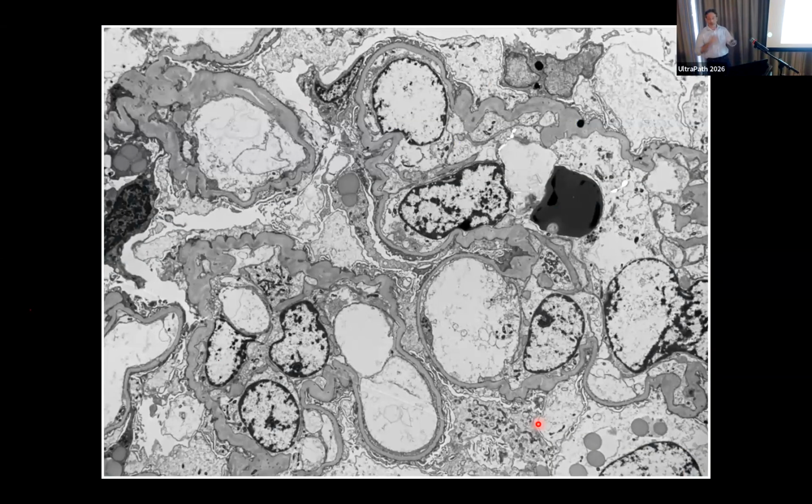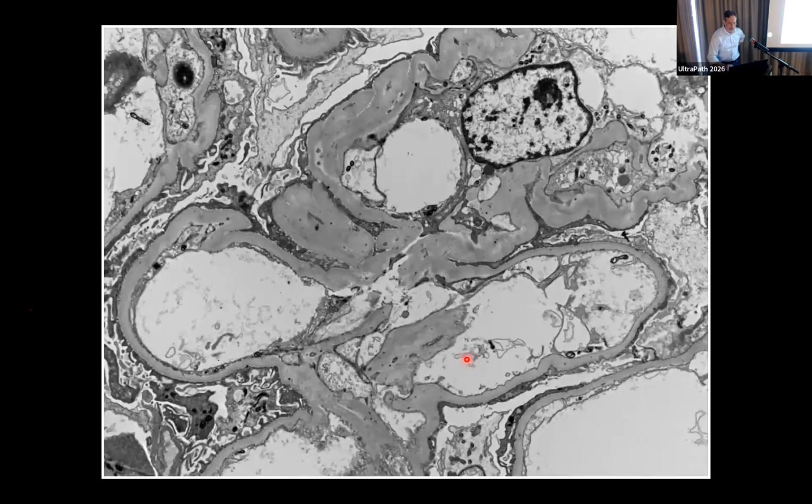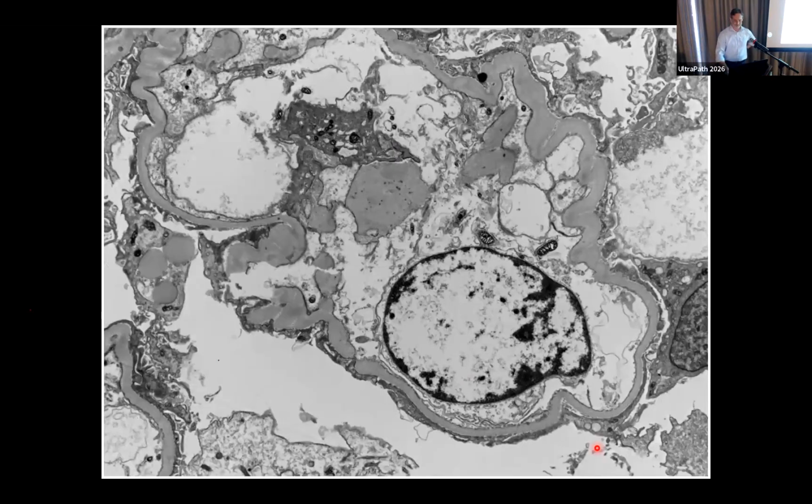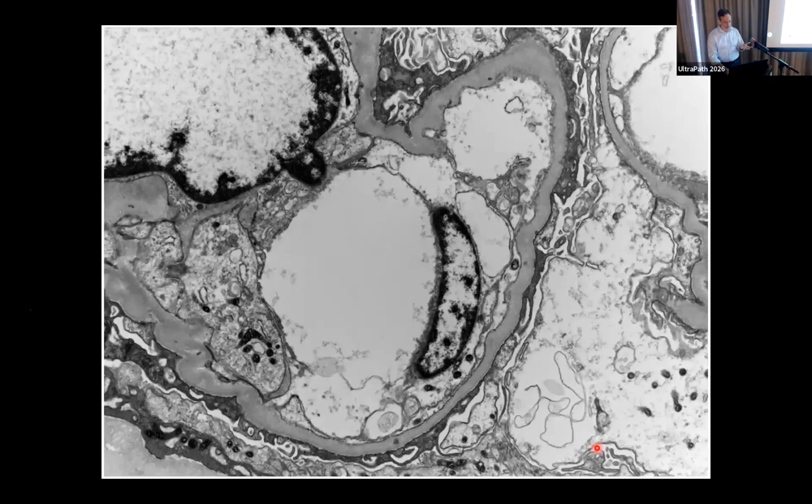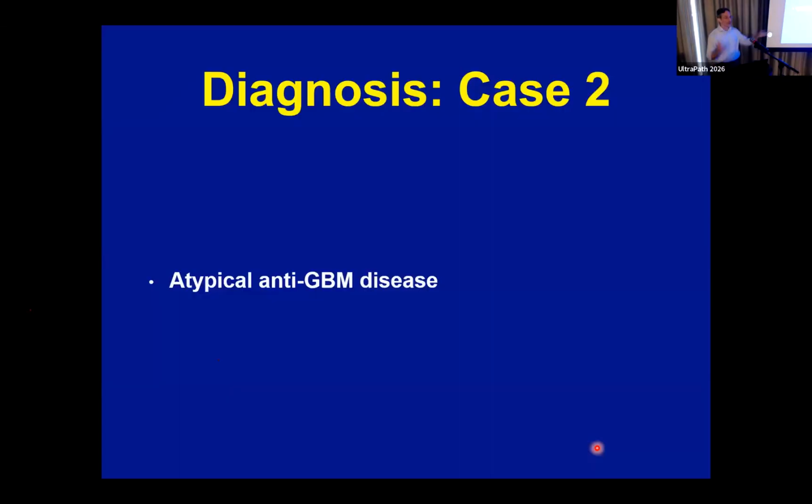So let's go straight to the EM on this case. What we see is a little bit of GBM thickening. Dave talked about this, a little bit of segmental wrinkling, probably related to chronic ischemic changes in the glomeruli. And a little bit of mesangial expansion. Some of this is probably from his diabetic nephropathy, and he's got significant foot process effacement, but he has no deposits anywhere. No deposits in any compartment. So my diagnosis here was anti-GBM disease.